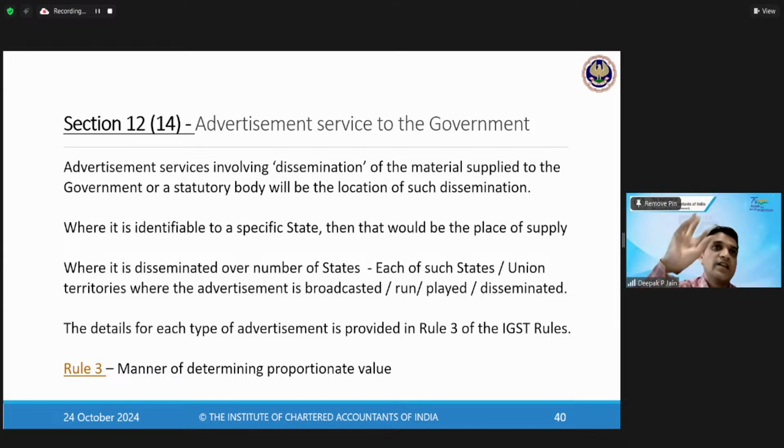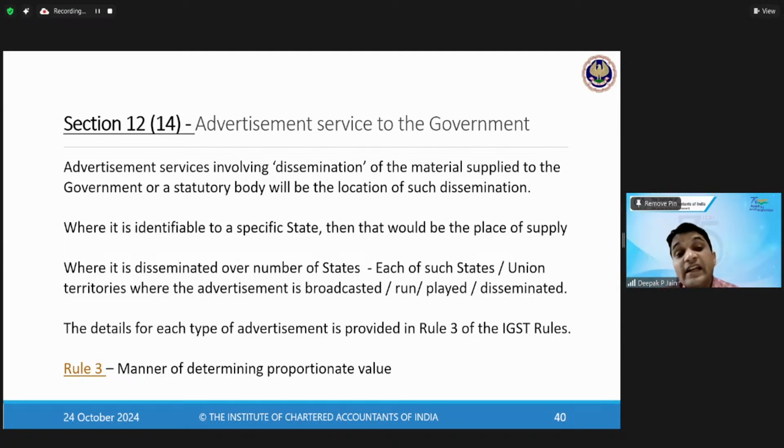Government has made brochures and given them to you. Now, your work is to distribute in Bangalore. So, place of supply will be Bangalore. They distribute something in Malayalam and tell you to distribute in Kerala. So, place of supply will be Kerala. Where it is identifiable to a specific state. Like how I had given the example of distribution of Malayalam brochures in Kerala. So, it is to a specific state. The place of supply will be that state.